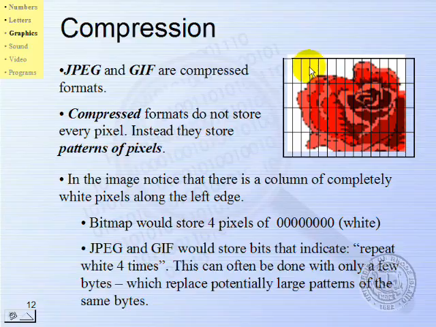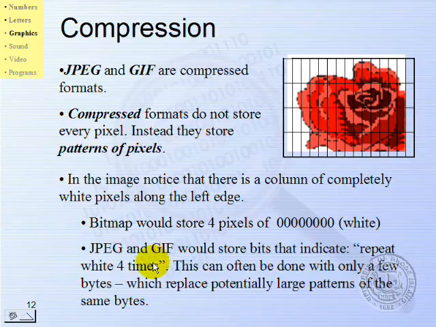Notice that there's a column of completely white pixels here on the left. So there's 4 white pixels. The bitmap format, because it stores a byte for every pixel, would store 4 pixels of white. JPEG and GIF would look for the pattern and say, repeat white 4 times. So instead of storing 4 bytes, all exactly the same, all being all zeros, JPEG and GIF would store 2 bytes saying white and 4, meaning repeat white 4 times.